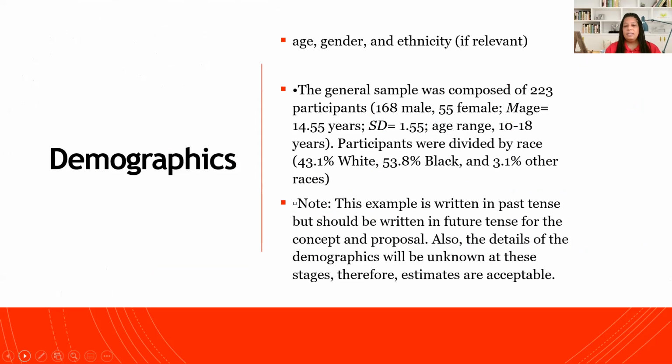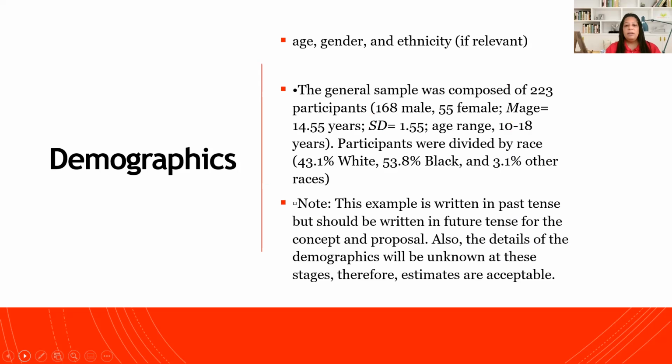The demographics are pretty simple and straightforward: age, gender, and ethnicity. And these are examples of how it could be written. The general sample was composed of 223 participants, 163 male, 55 female. The median age was 14.55 years, standard deviation 1.5, age range 10 to 18 years. Participants were divided by race, and then the percentages for each race.